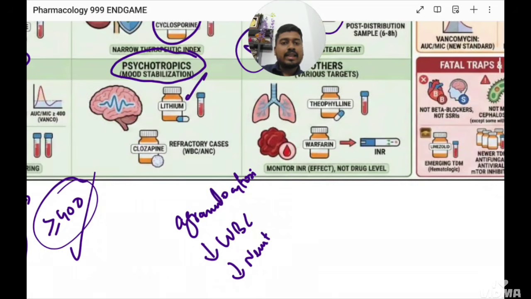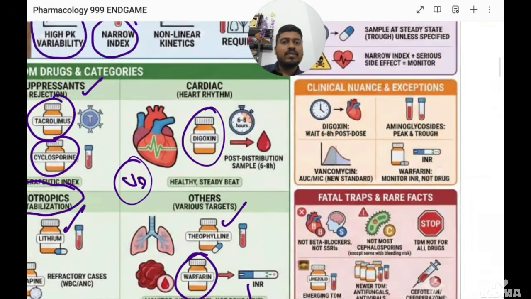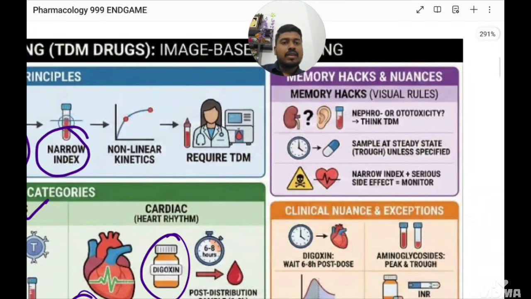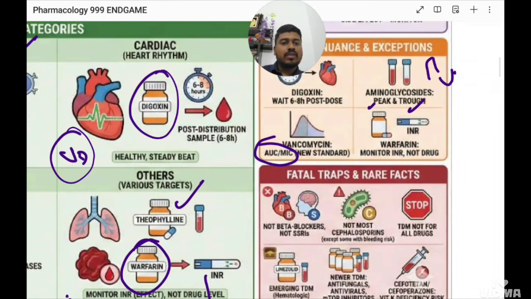Okay, and then theophylline again has a narrow therapeutic index. Warfarin also has a narrow therapeutic index, but we can't measure warfarin levels directly, so we measure INR. Okay, so if we keep INR between 2 to 3, then that is the safety level. Now digoxin, I told you, wait 6 to 8 hours after the last dose is given. In aminoglycosides, you see peak and trough, that is the highest value and the lowest value. In vancomycin, you see AUC by MIC. And in warfarin, you look at INR.